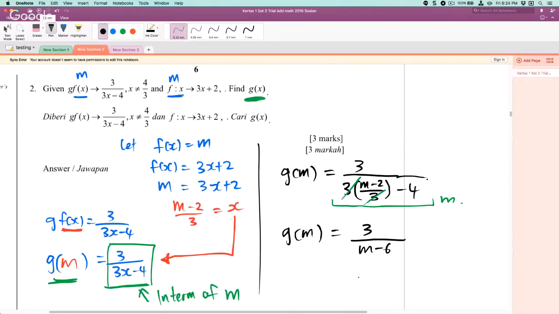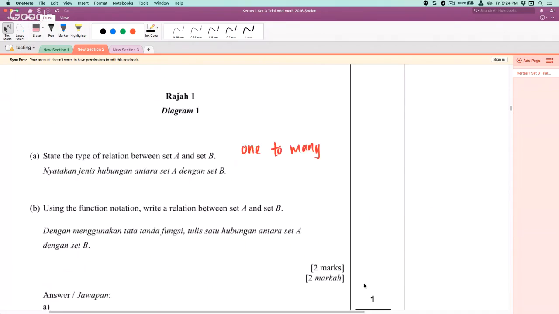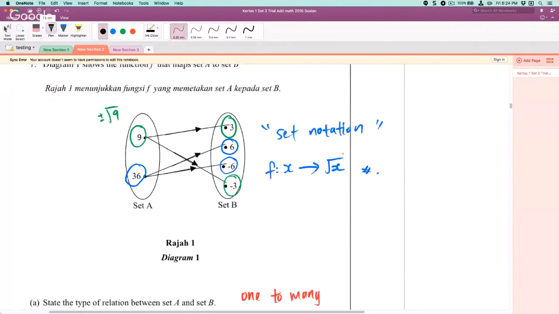But the question is not asking us about g(m). The question is basically asking us about g(x), isn't it? So I will change whatever m into the x. We can always do that. If you want to find g(5), you can change whatever m into the 5. All right, this is how we actually do the equation, the function.